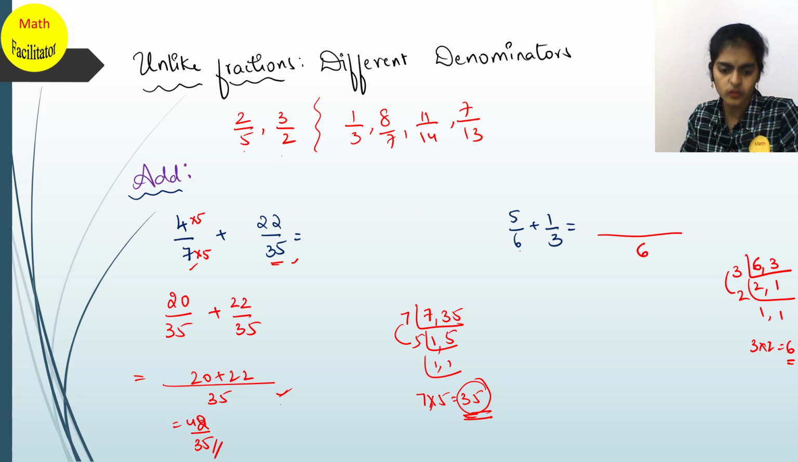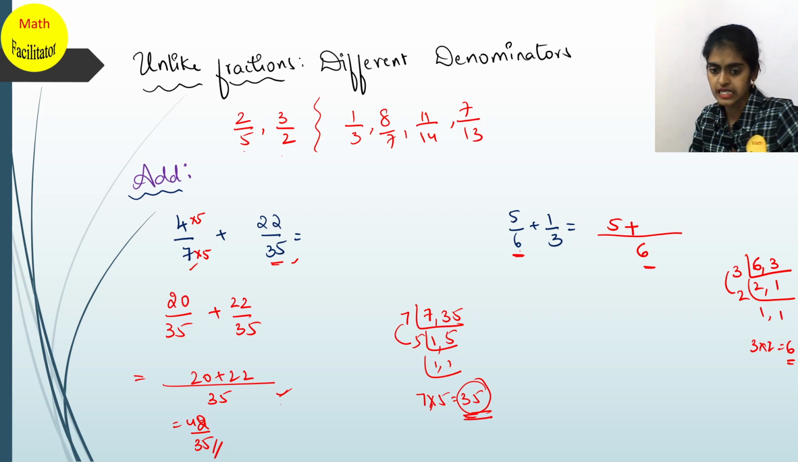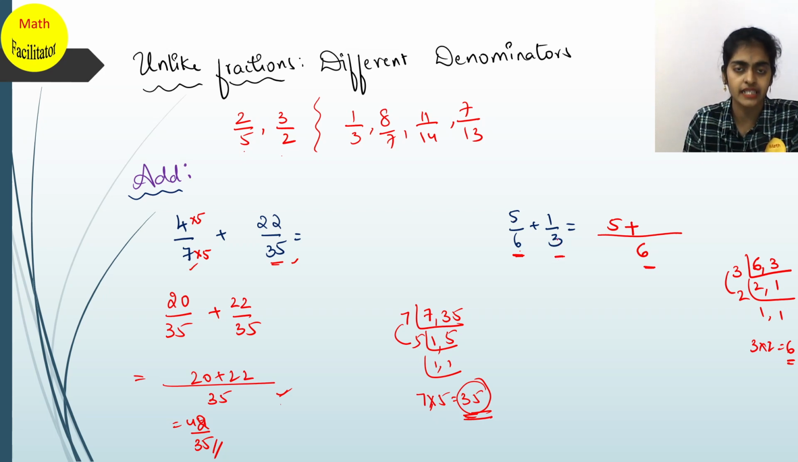So here in the denominator you will write 6. Now what you will do is check the first fraction. You have 6 in the denominator and the LCM is also 6, so you don't have to do anything. You can just write the numerator as it is. And you have a plus, write plus. Now see the second fraction. Here you have 3 in the denominator and you have 6 here.